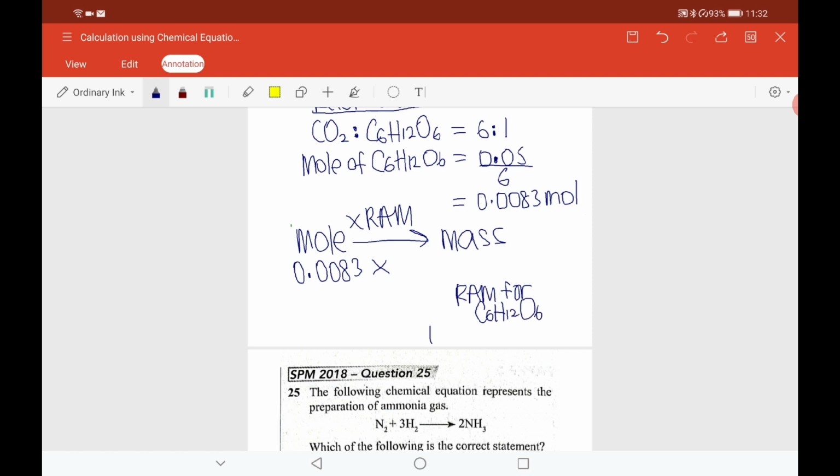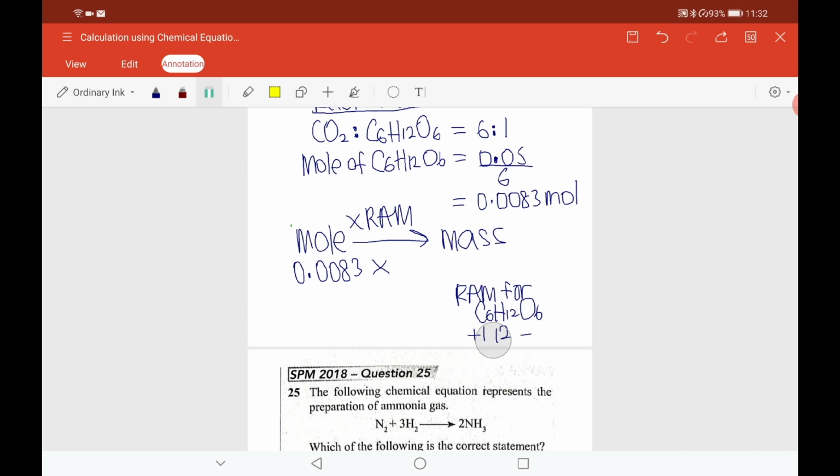Carbon, the RAM is 12, you multiply by 6. Hydrogen RAM is 1, you multiply by 12. Oxygen RAM is 16, you multiply by 6. Okay, so you just add everything together here. So when we add everything together, you will get 180.